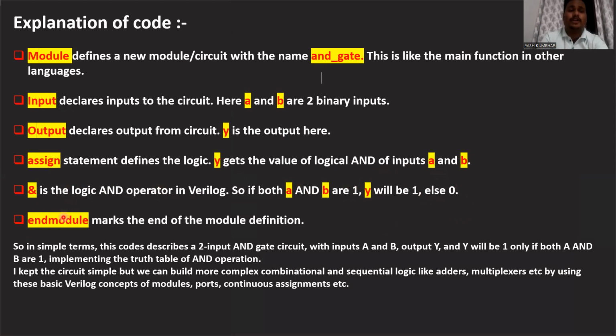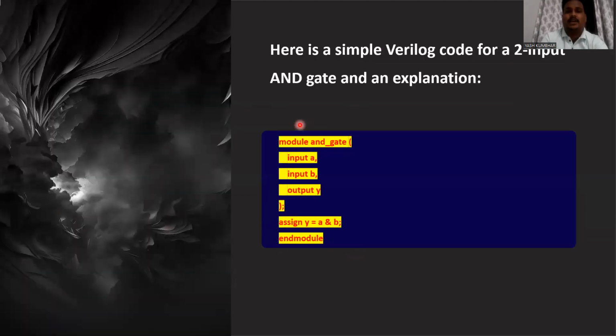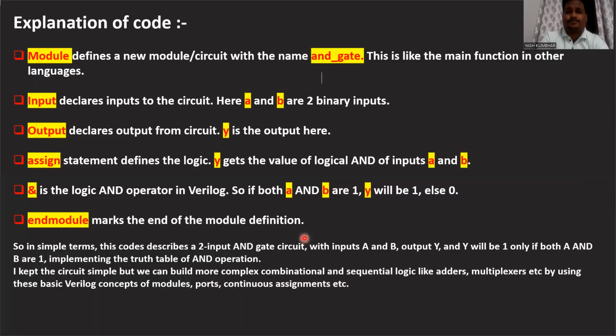The keyword endmodule marks the end of the module definition. Here we have started from module and the name of the module, and here we end the module as we do in HDL. So, in simple terms, the code describes a two input AND gate circuit with inputs A and B and output Y, and Y will be one only if both A and B are one. Implementing truth table of AND operation. I kept the circuit simple, but we can develop more complex combinational and sequential circuits, like adders, multiplexers, etc.